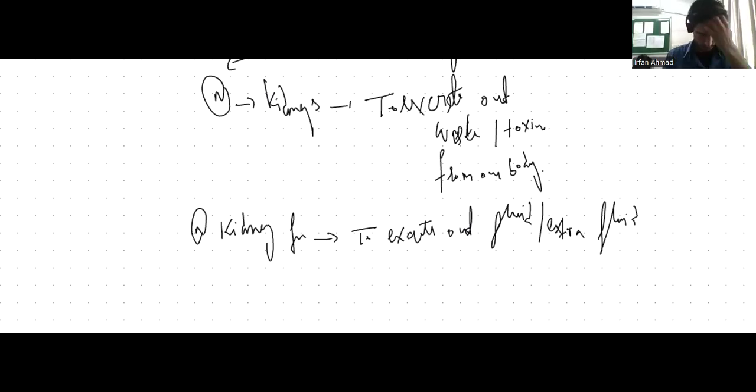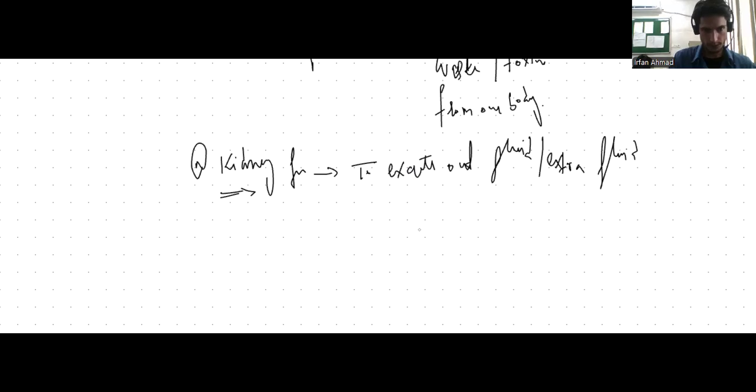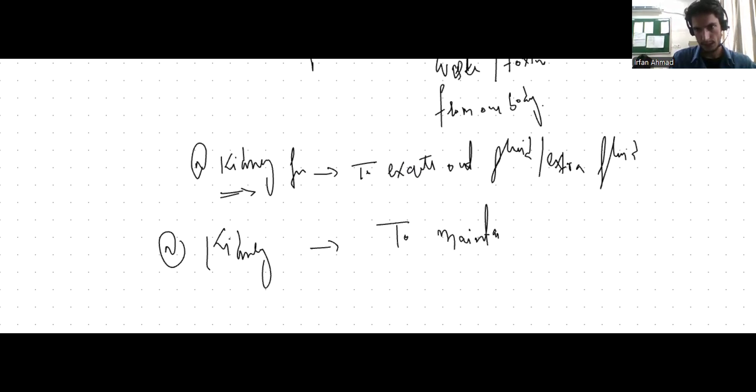So what are we discussing? Normal kidney functions. First, normal kidney function is to excrete waste and toxins from our body. Second, it is to excrete extra fluid from our body. We can also say normal kidney function is to maintain electrolyte balance.